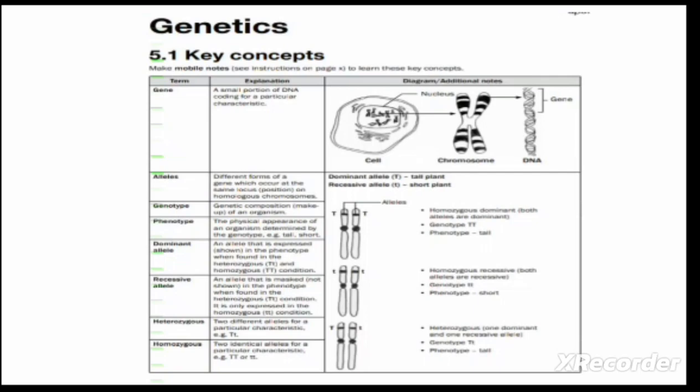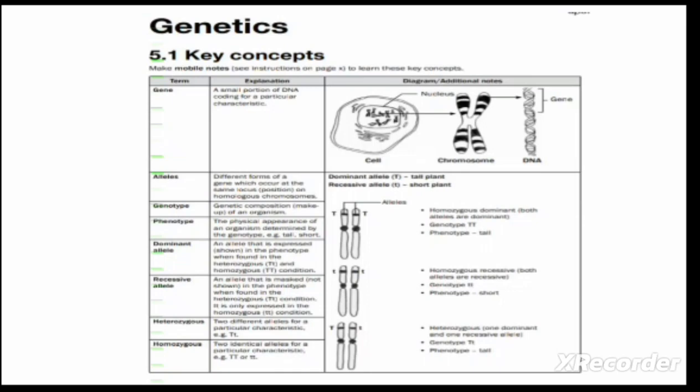So the recessive allele is an allele that is masked or not shown in the phenotype when found in the heterozygous condition. So this allele cannot show itself in the phenotype when found in heterozygous condition. I told you that the dominant allele overrides the recessive allele. So the phenotype is going to be that of the dominant allele. So it is only expressed in the homozygous recessive condition. If we have, for an example, a small letter t and a small letter t, maybe which means short, then the recessive allele is going to express itself in this case.